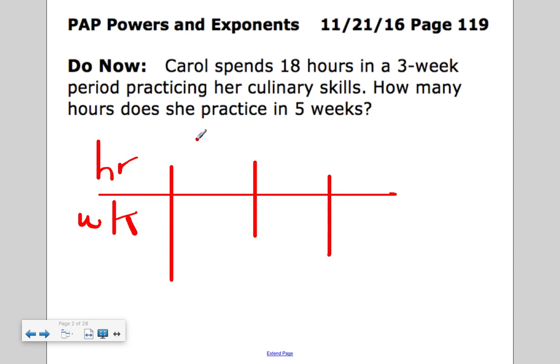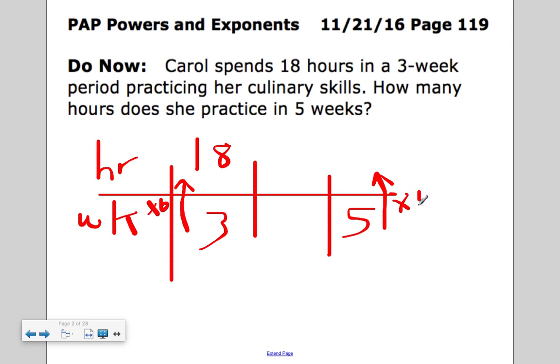So she spends 18 hours in a 3-week period. How many hours does she spend in a 5-week period? So if 5 goes here. Can 3 go into 5? I don't think so. Let's look at the up and down method. Can 3 go into 18? Yes, it can. Times 6. So if I times 6 here, this is times 6. So the answer is 30 hours in a 5-week period.